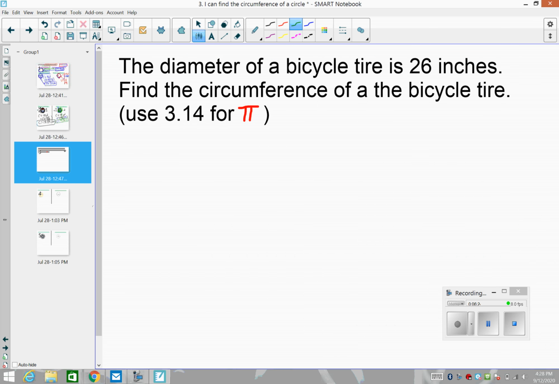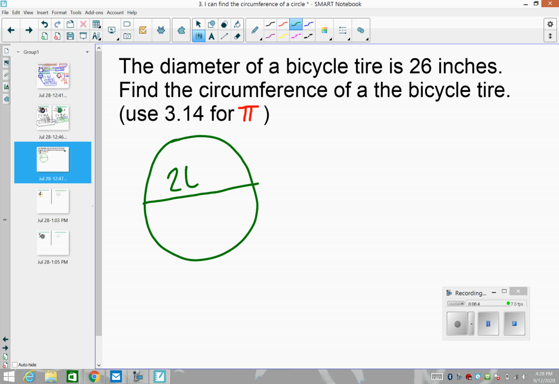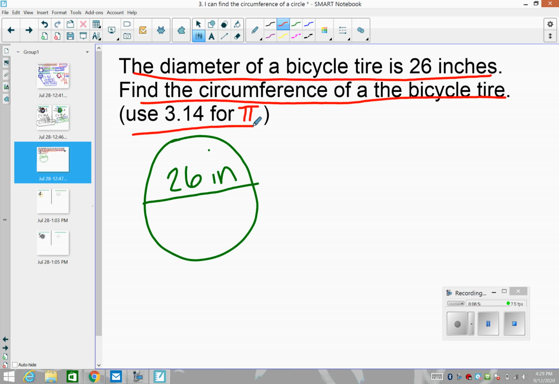Okay, friends. Let's talk about this problem right here. It's a word problem. So exciting. It says the diameter of a bicycle tire is 26 inches. Let's label that: diameter, 26 inches. That's just the first sentence. We have another sentence to read. Find the circumference of this bicycle tire. Use 3.14 for pi. Okay, we can do that.